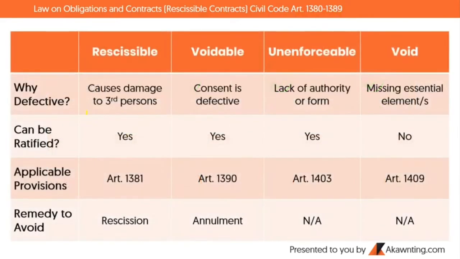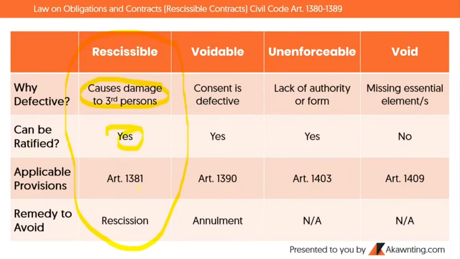So, next, another recap, yung table natin, which compare the 4 defective contracts. So, ito tayo ngayon, rescissible contracts. Tatandaan natin na why rescissible contracts are defective, because it causes damage to third persons. Can it be ratified? Yes. And what are the applicable provisions, or ano yung mga examples ng ating mga rescissible contracts? This can be found on Article 1381. Okay? So, what is the remedy to avoid the contract? So, it is rescission. Okay? So, let's start.